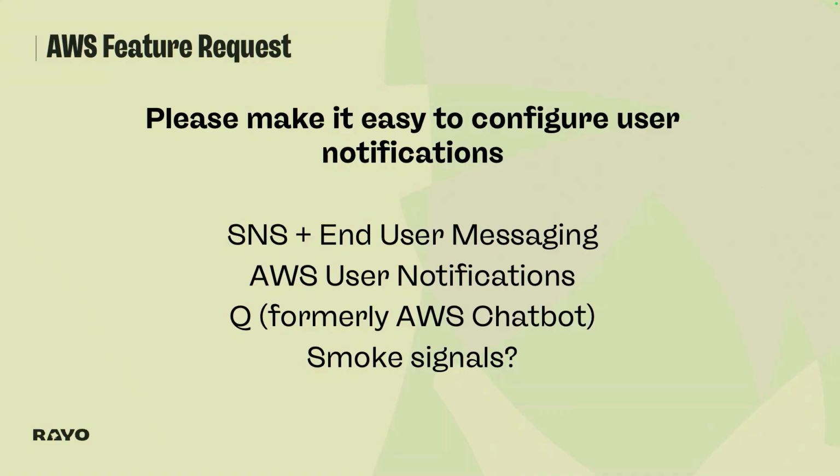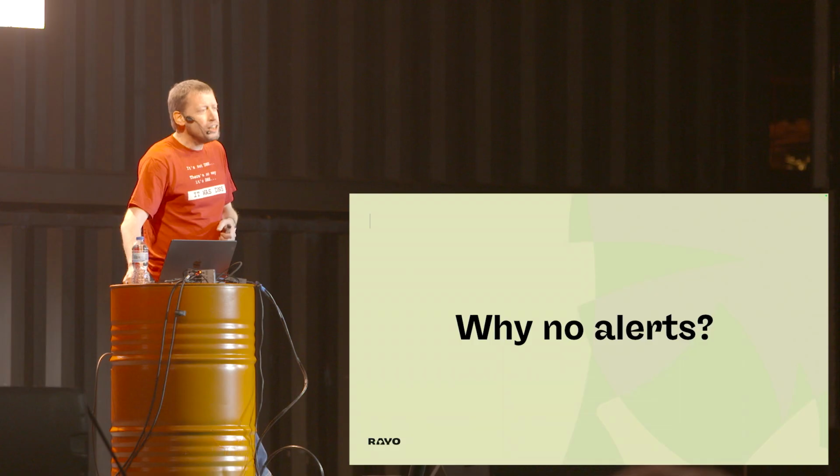I challenge anyone to go and figure out in EU West 1 or EU West 2 how to set up notifications nice and easy by integrating SNS and end user messaging, or perhaps AWS User Notifications, or perhaps you're going to use Q chatbot. It's not easy. Let's make that a little bit easier. So why weren't there any alerts?